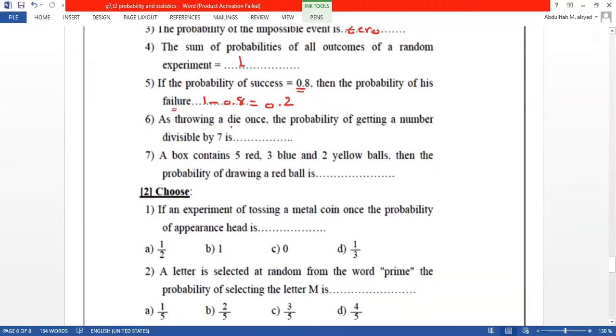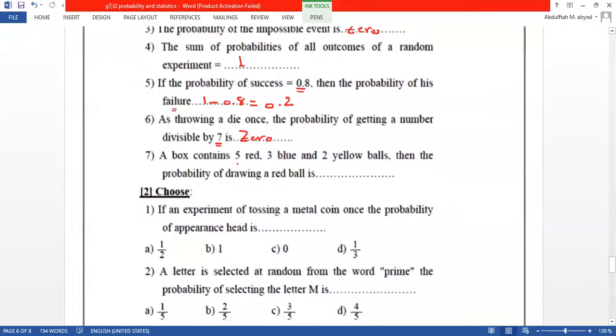Throwing a die once, what is the probability of getting a number divisible by 7? What are the numbers on the die that are divisible by 7? There is no element on the die which is divisible by 7. There is no number among them divisible by 7, so the answer is 0. This is an impossible event.